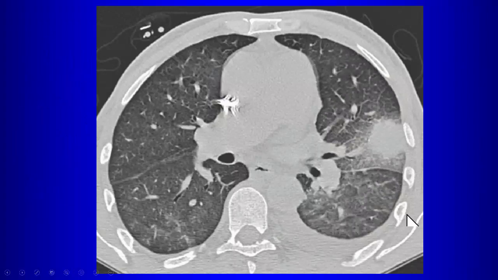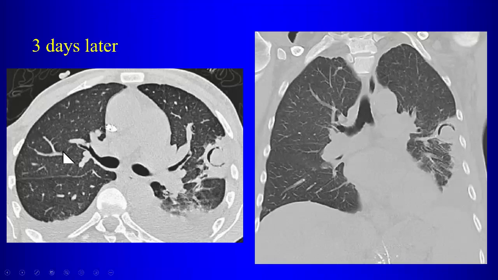So here we have a lesion with a ground glass halo. And this is 3 days later. So what's going on here? Yeah, so this is the formation of the air crescent, and you would suspect this patient has invasive aspergillosis, right? So this is angioinvasive aspergillosis.